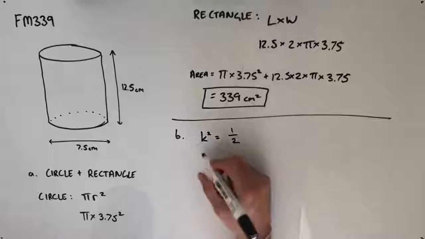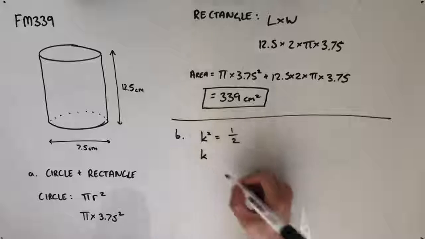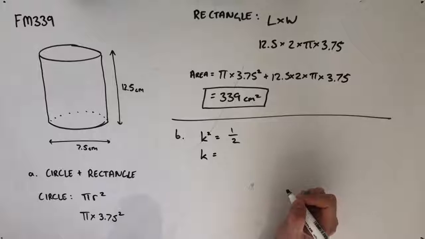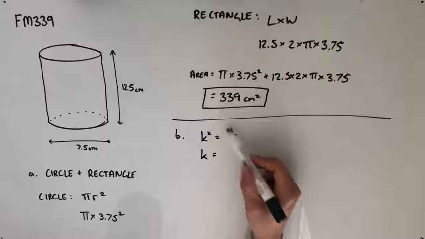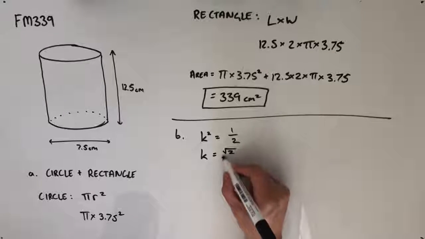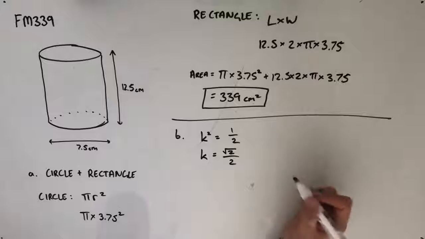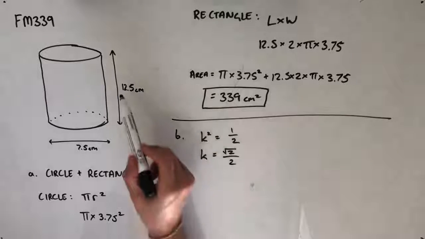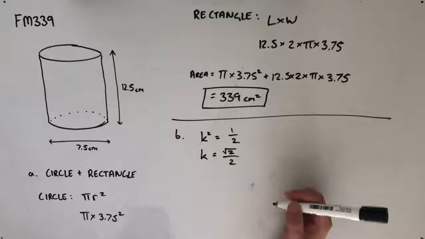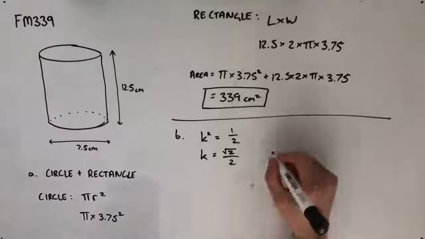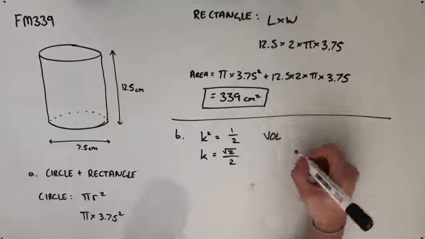What we're going to actually use is our single scaling factor, the scaling factor for our one-dimensional lengths, which involves square rooting both sides, which means that if k squared is 1 over 2, k is going to be root 2 over 2. So if we wanted to find the dimensions of our small can, we would take this root 2 over 2 and multiply that by each of the dimensions of our current can, and we'd be given those new dimensions.